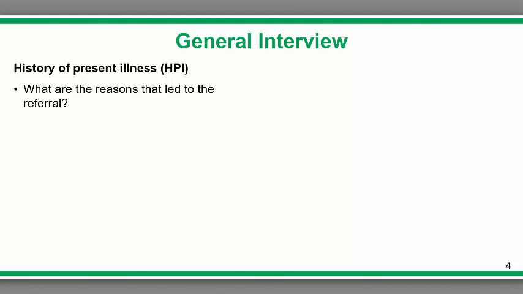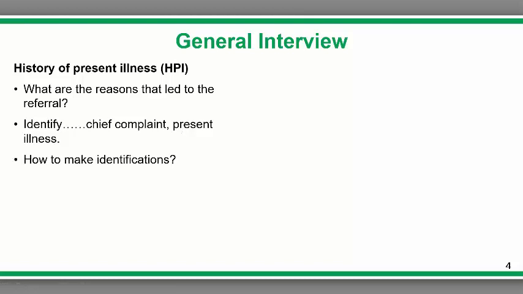Getting a review of the present illness, this relates back to the reasons that eventually led to the referral. What were the chief complaints of the patient that sought medical attention? And so at this point, identifying what those chief complaints were, the signs and symptoms, and how that relates to the present illness will help to guide the development of an exercise program. And so it's important also to understand how to make certain identifications of those signs and symptoms.